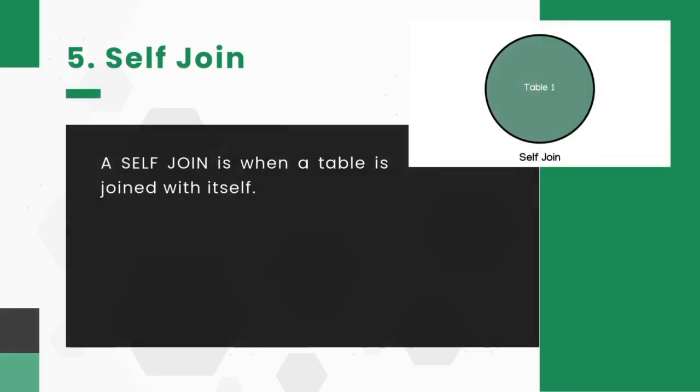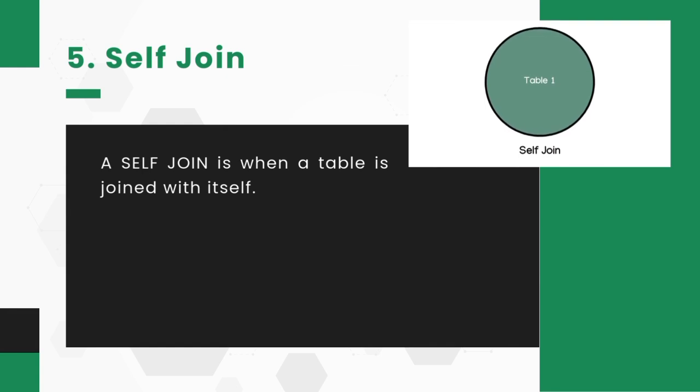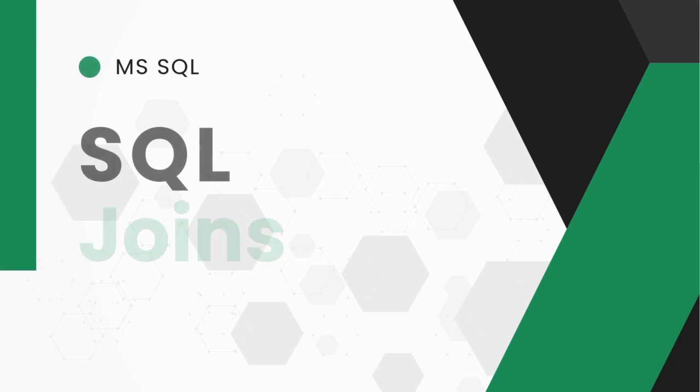5. Self-join. A self-join is when a table is joined with itself. That's it for SQL joins.